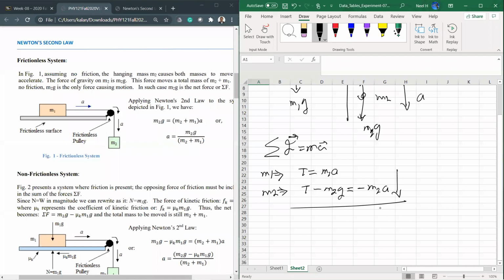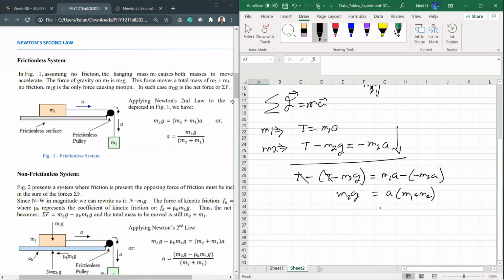So if I subtract these two equations one from the other, T minus m2g is equal to m1a minus m2a. T cancels out, minus minus positive, negative cancels out. You can take the a out, m1 plus m2. This side you will get m2g. So that's how we found that previous equation, right? Acceleration is equal simply to m2g divided by m1 plus m2. That's the equation we just used to calculate acceleration. That's the equation you find here, okay?